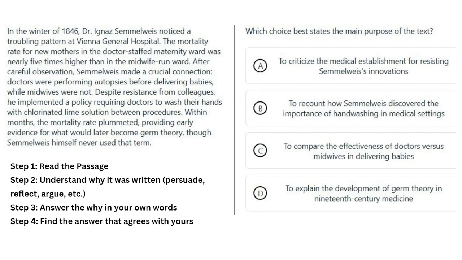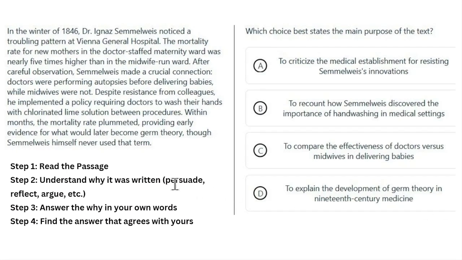Despite resistance from colleagues, he implemented a policy requiring doctors to wash their hands with chlorinated lime solution between procedures. Within months, the mortality rate plummeted, providing early evidence for what would later become germ theory, though Semmelweis himself never used that term.